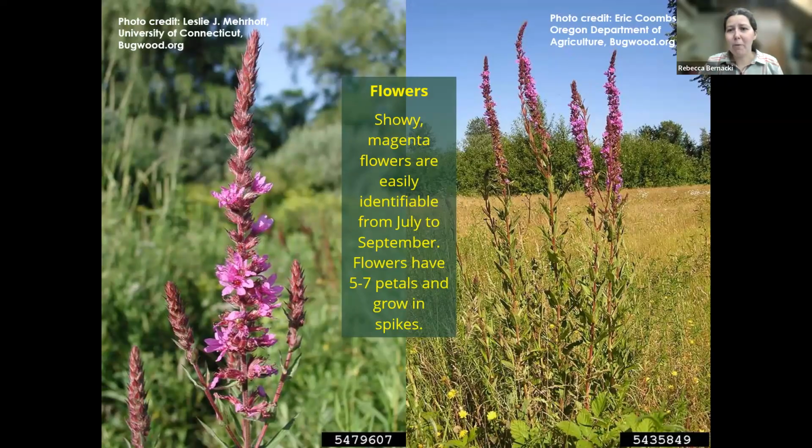The flower, what purple loosestrife is best known for, has these showy magenta flowers. They're pretty easily identifiable from about July to September up here in the Adirondacks. If you're in different parts of the state, it's probably going to be a little bit earlier. Each one of those flowers is going to have 5 to 7 petals, and the flowers are going to grow in flower spikes.